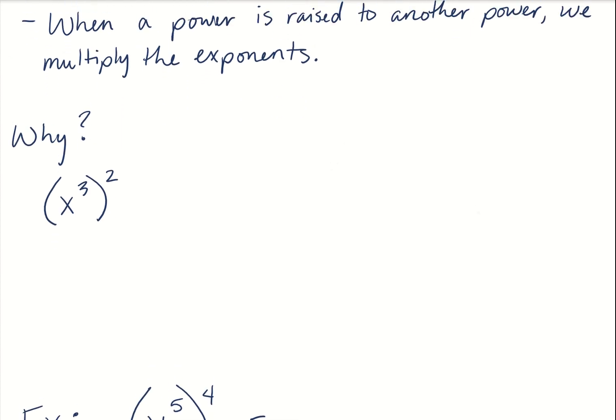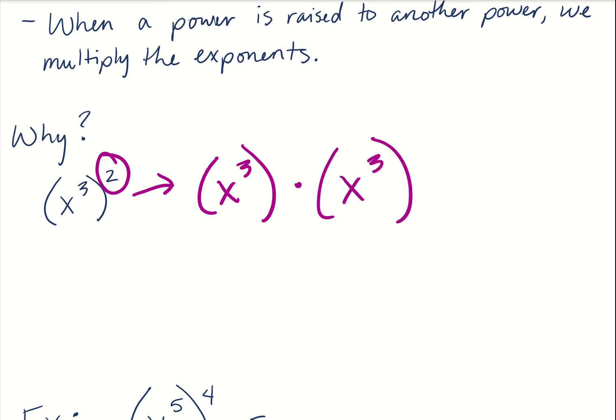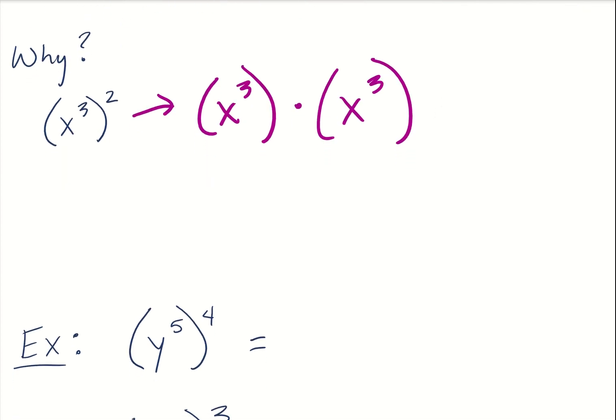So if we look at this example with x to the third squared, that can be simplified to x to the third times x to the third, right? Because I have two x to the thirds, as it says right here. So I can then, from here, break up each of these even further. So I have x times x times x, and then x times x times x. Multiply those two together, I end up with 1, 2, 3, 4, 5, 6 x's. So that gives us x to the sixth.